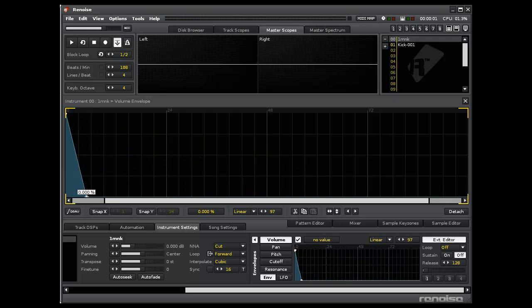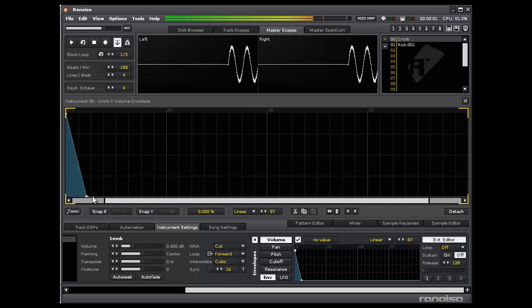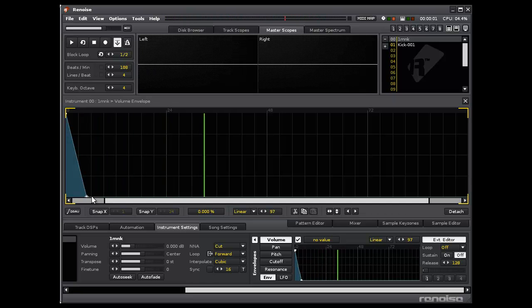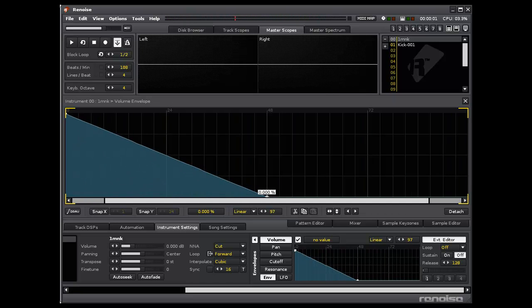Let's try again. What do you think is going to happen here? Very fast. So what we've effectively got is an arbitrary signal that's being applied to the volume of the sound. It starts at zero, instantly goes to the maximum, and then very slowly goes to the minimum. Envelopes can get much more complicated than this, but this is what we're going to use to start with.